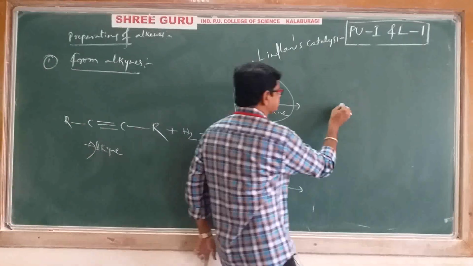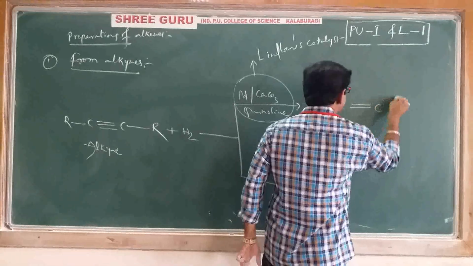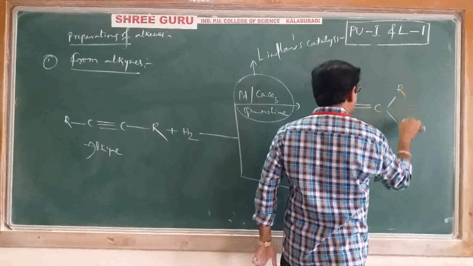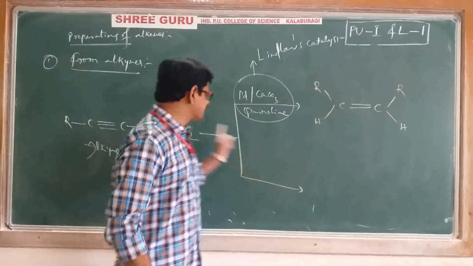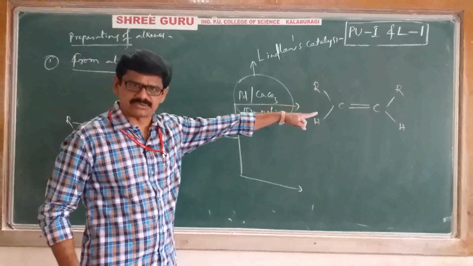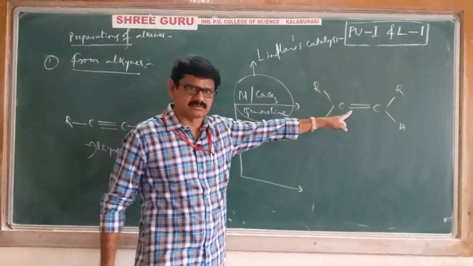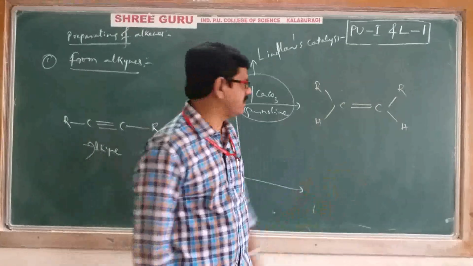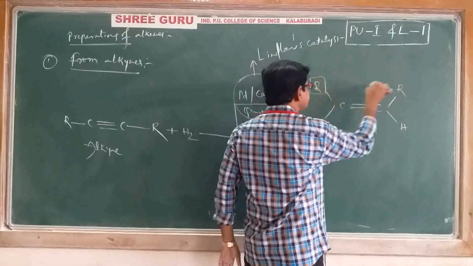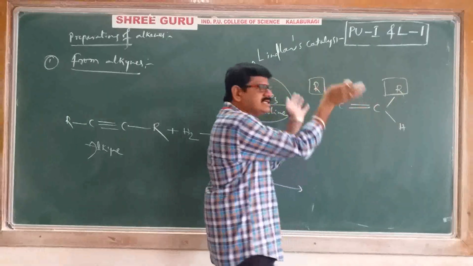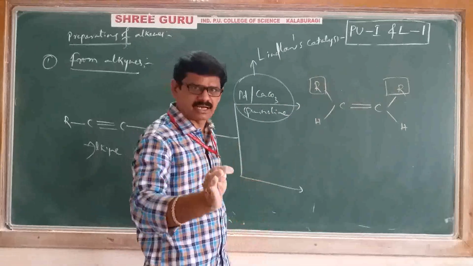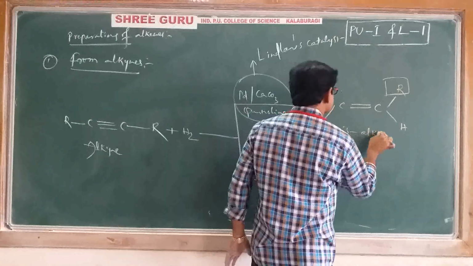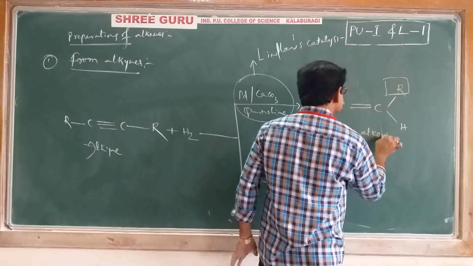The obtained structure has a carbon-carbon double bond. The triple bond is converted to a double bond, no doubt. The alkyne is converted to an alkene, but which alkene is obtained is the question. See here, both similar groups are present on one side of the double bond. Surely, definitely, it is a cis alkene.